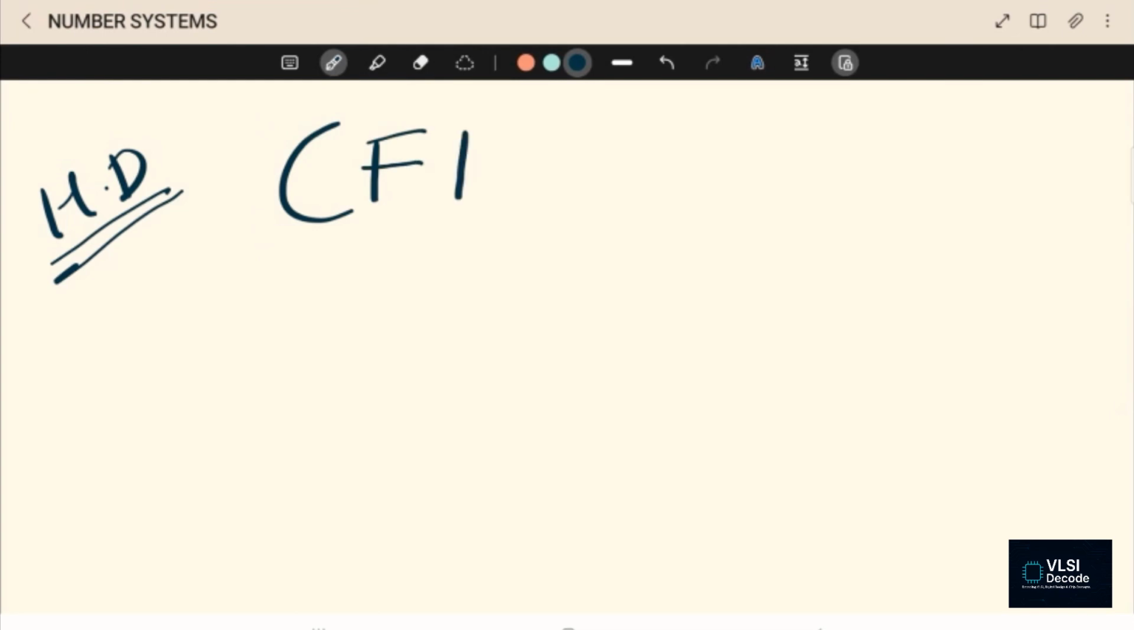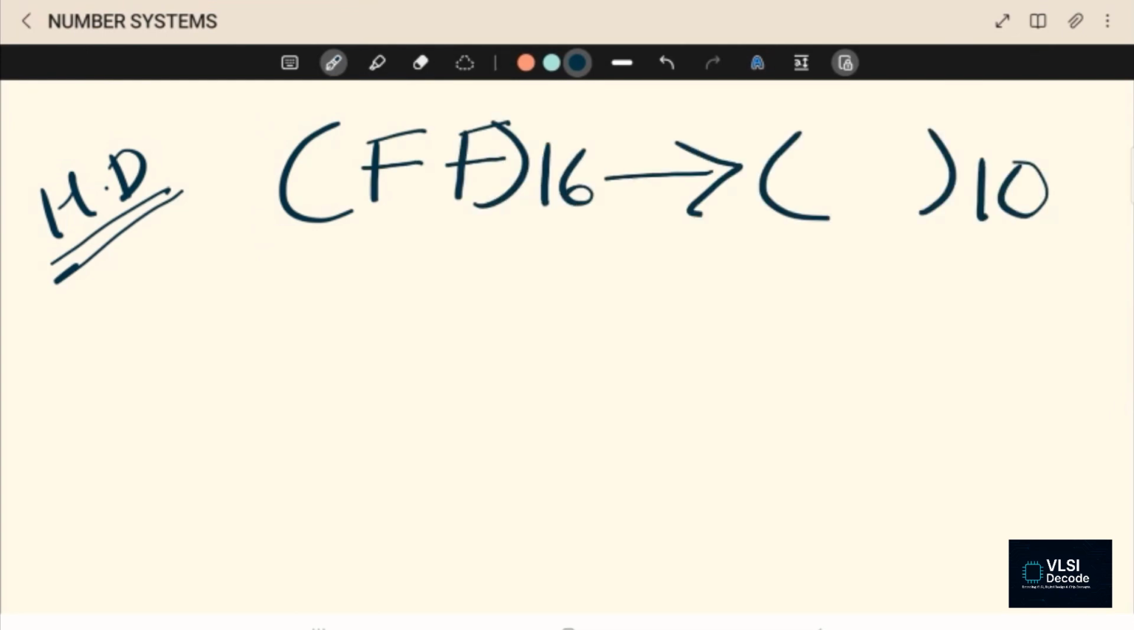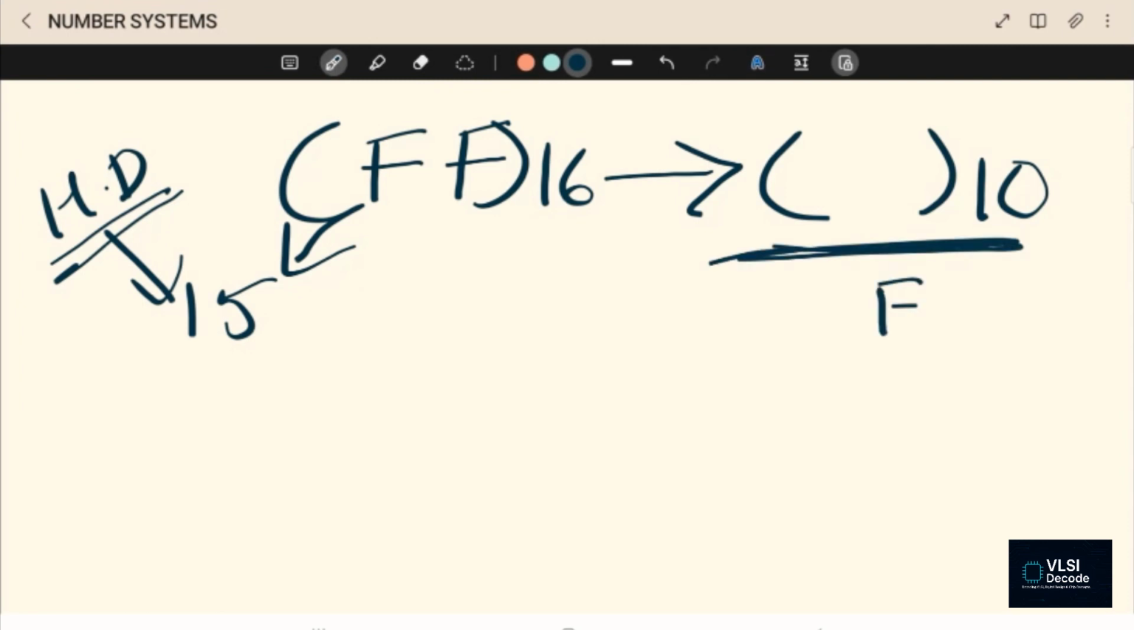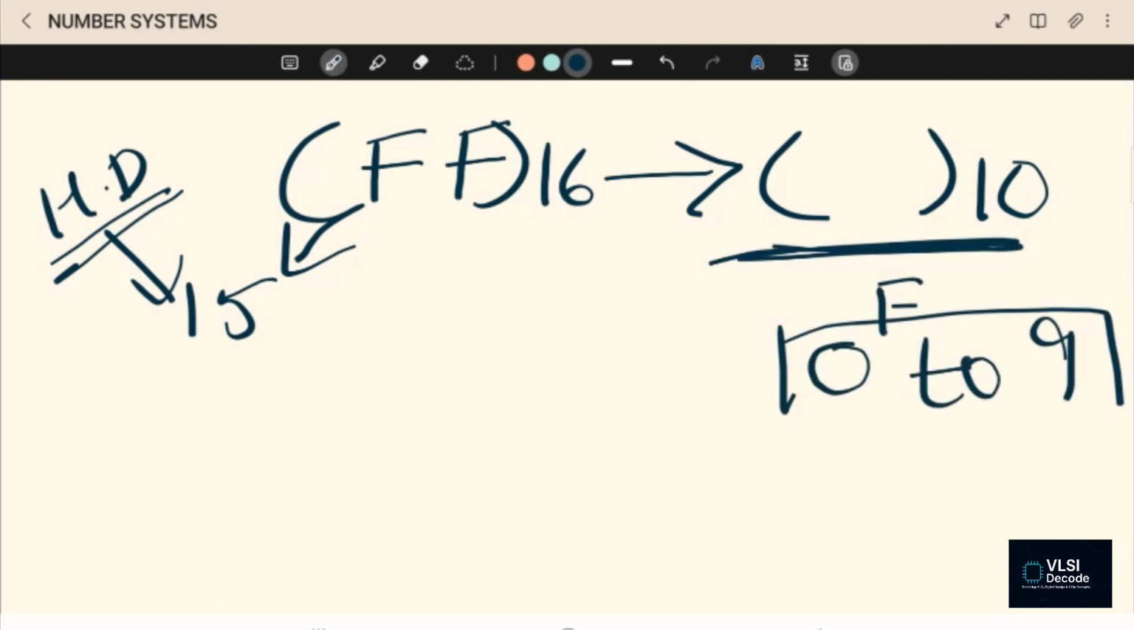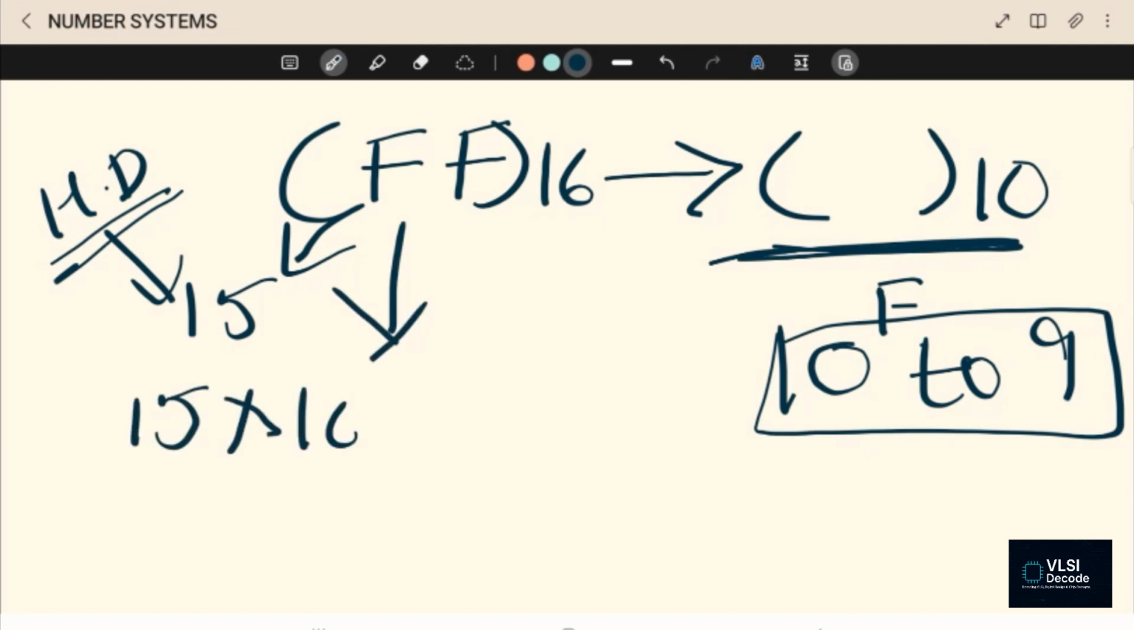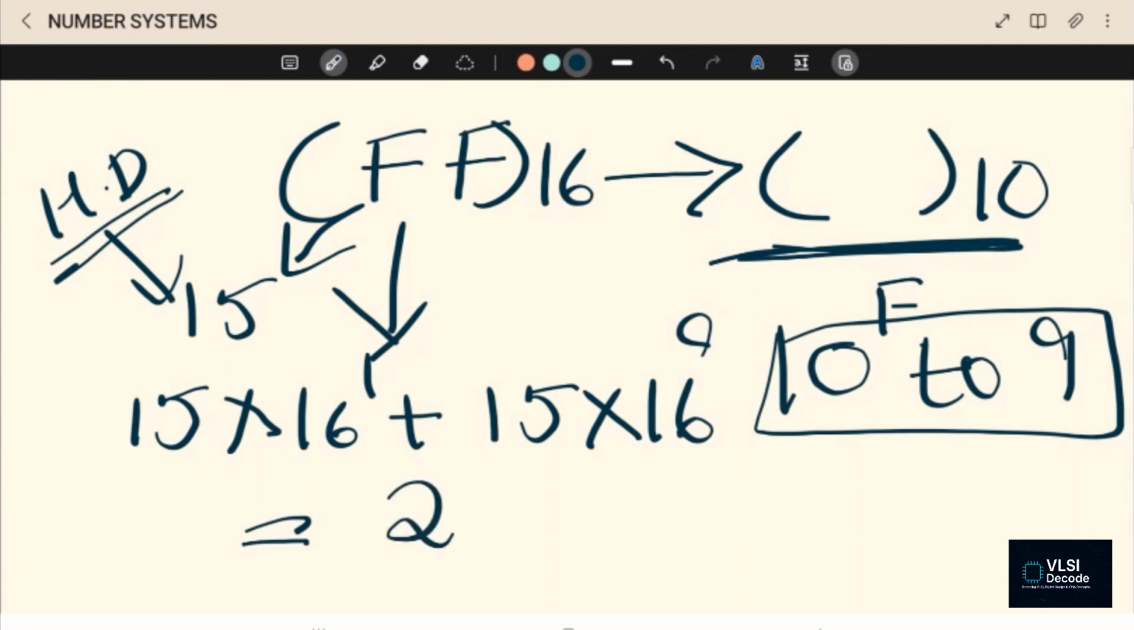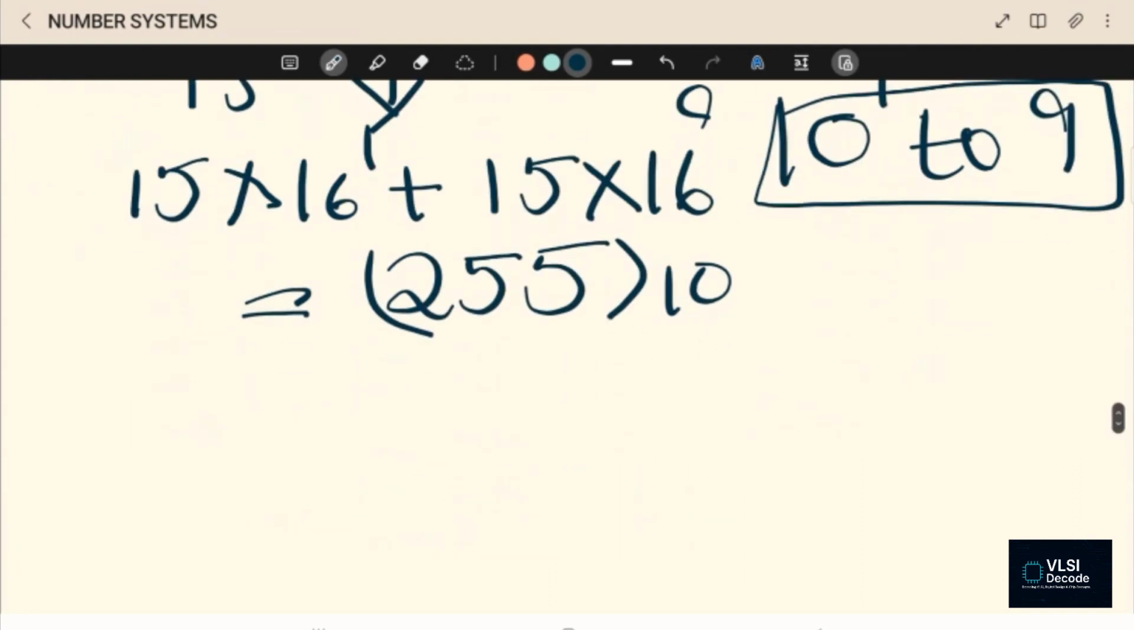Next, coming to hexadecimal. So we'll take an example. F represents 15 in hexadecimal. You all know that. So you have to convert into decimal. So remember, F is not present in decimal value, so you cannot take F directly. So we are taking 15. Then we add the weights and you get the corresponding decimal value.